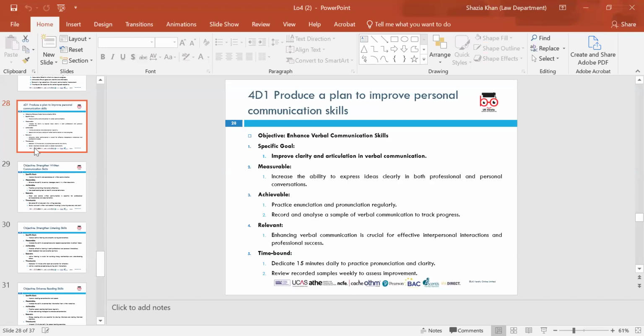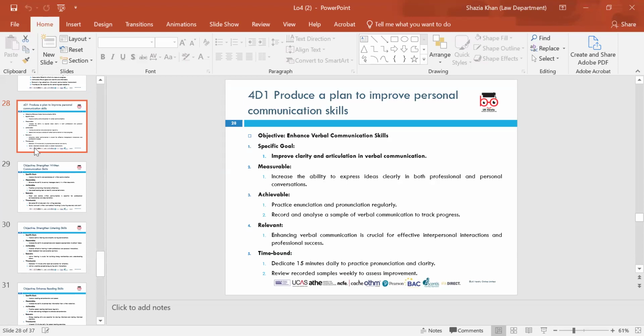4D1, produce a plan to improve personal communication skills. Objective, enhance verbal communication skill. The specific goal is to improve clarity and articulation in verbal communication. Measurable is to increase the ability to express ideas clearly in both professional and personal conversation.